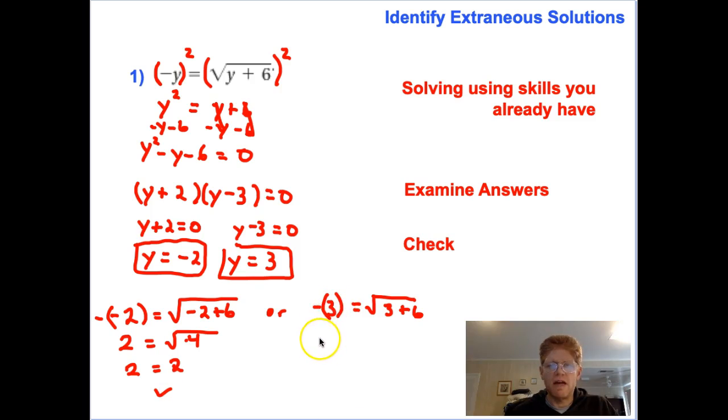So what about on this side? We wind up with negative 3 over here. And is that equal to the square root of 9? Well, the square root of 9 is 3. This is negative 3, so no, this does not work. That is an extraneous solution. So I'm going to mark it out, and I'm only going to count this one. This is my actual answer.